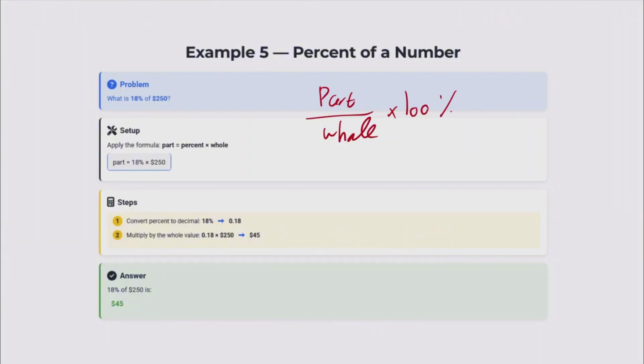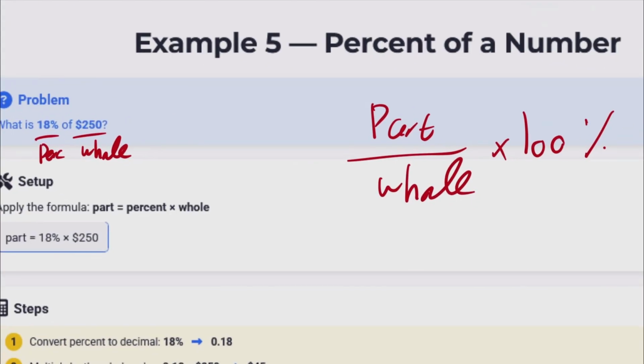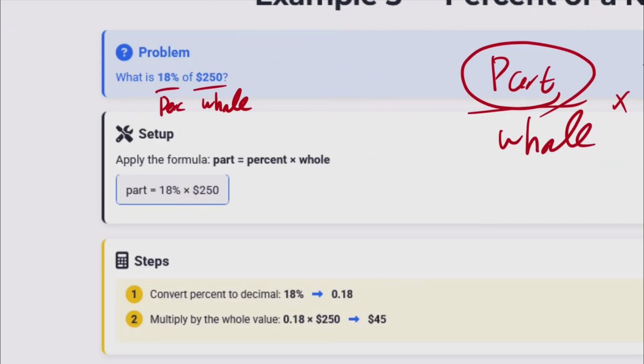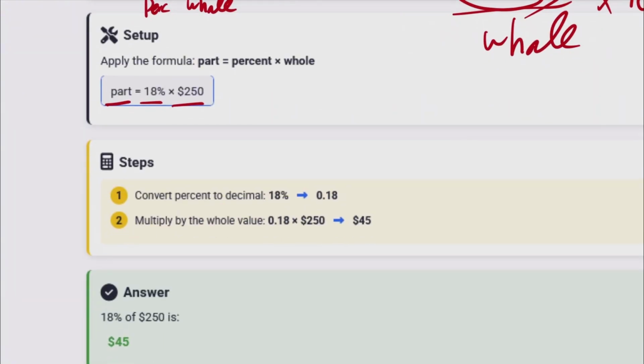This question says, what is 18% of 250? When we are talking about 18% of something, this is the whole, this is the percentage, and we are trying to find the part itself. We are trying to see how many of these $250 is considered as 18%. It's not that hard. The only thing you have to do is multiply 18% by 250, and you will find it as $45.